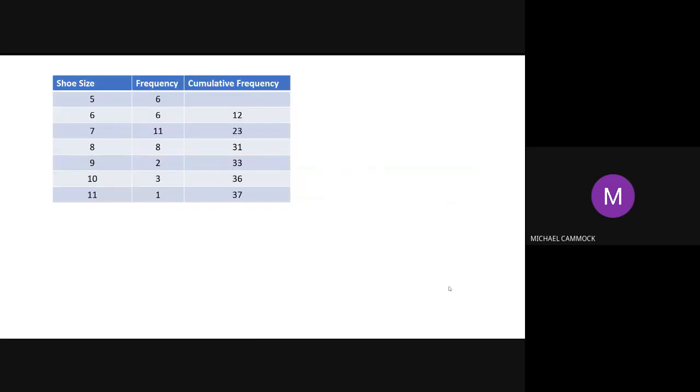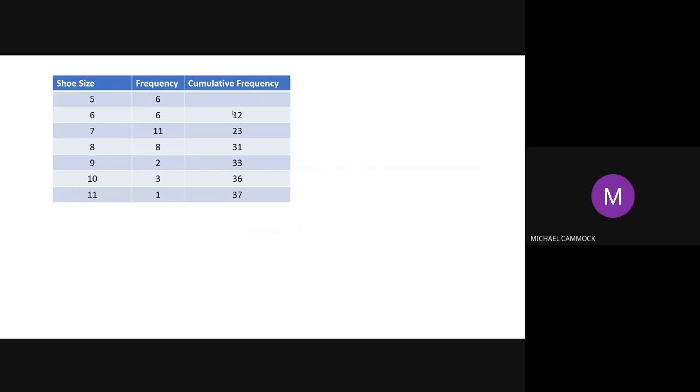Now, here's the thing about the mean. I know we have a 5, a 6, a 7, an 8, a 9, a 10, and 11. We have all of these shoe sizes here in our group, but there are 6 people with the shoe size of 5, 6 people with a shoe size of 6, 11 people with a shoe size of 7, 8 with a shoe size of 8, 2 with 9, 3 with 10, and 1 with 11. Now, I don't need this cumulative frequency column anymore, but I still have it there for now. But I need to figure out how to find the mean.